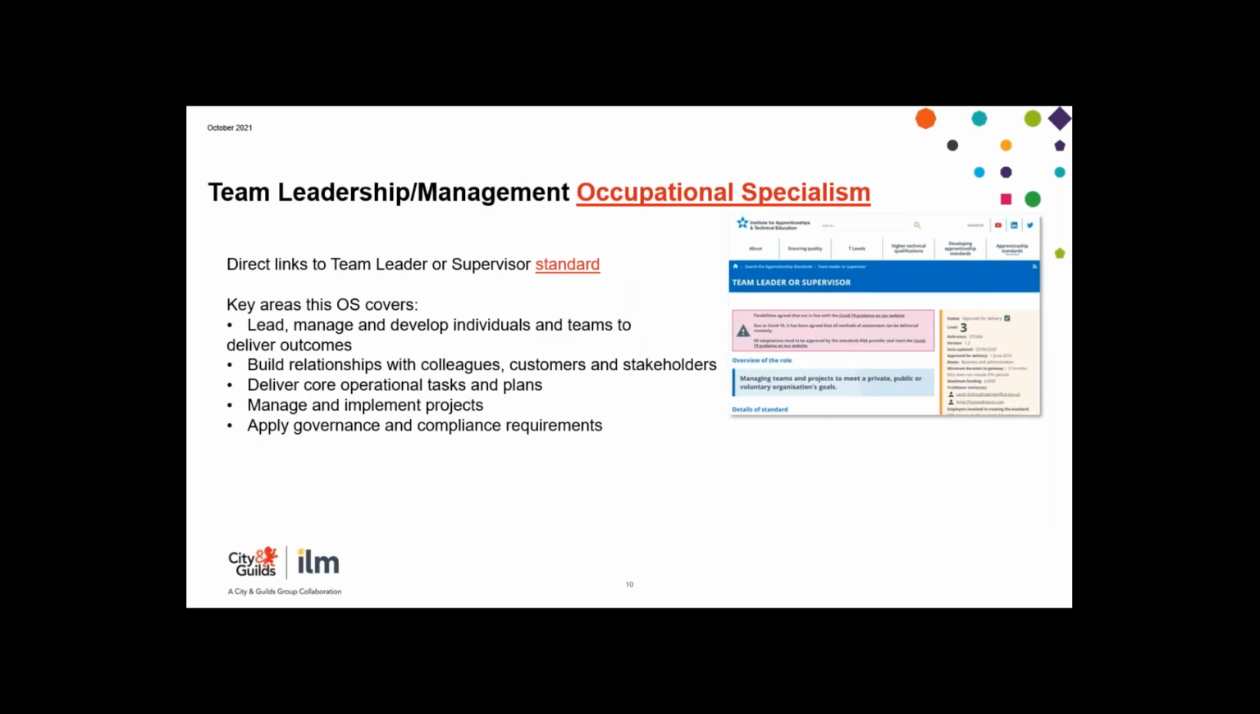The second occupational specialism sits around team leadership and management. As we've said before, this links strongly to the existing standard of team leader / supervisor. So this is where it covers leading, managing and developing individuals and teams, building relationships with colleagues, customers and stakeholders, and delivers core operational tasks and plans that you would associate with a team leader or a first line manager. So it looks in more detail at managing and implementing projects and applying governance and compliance requirements, but within that context of being a team leader.